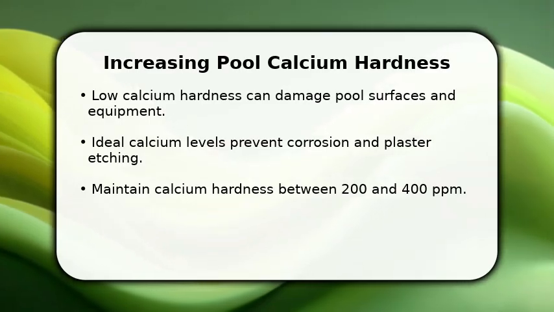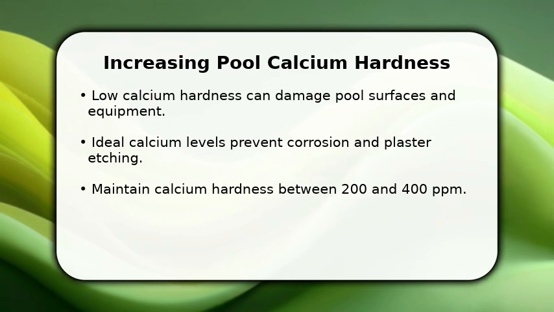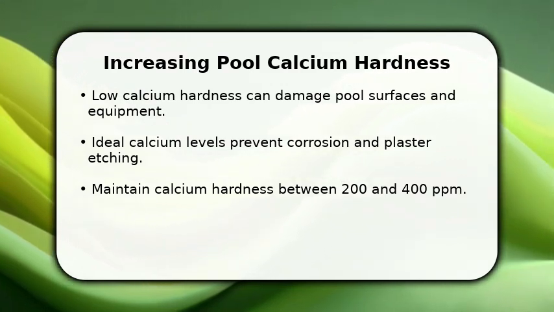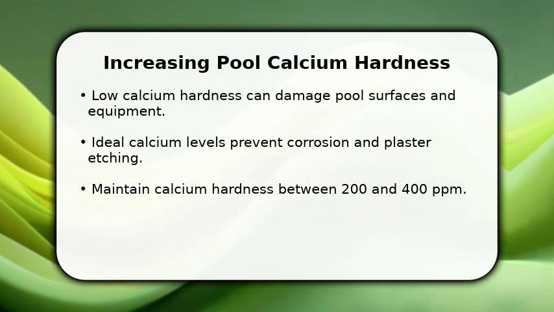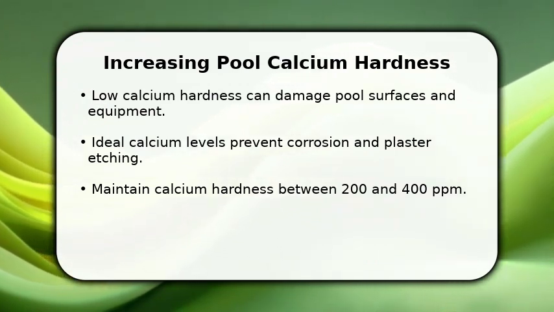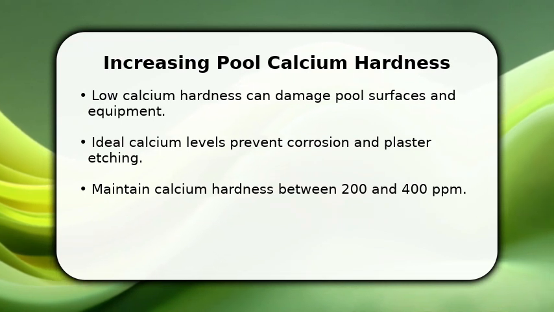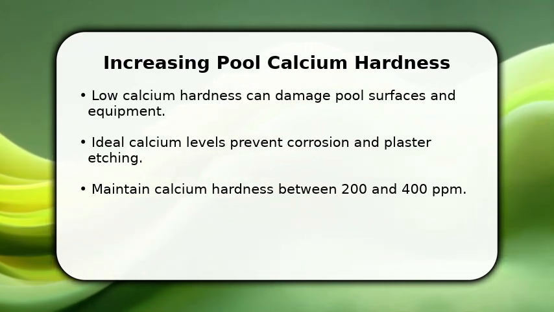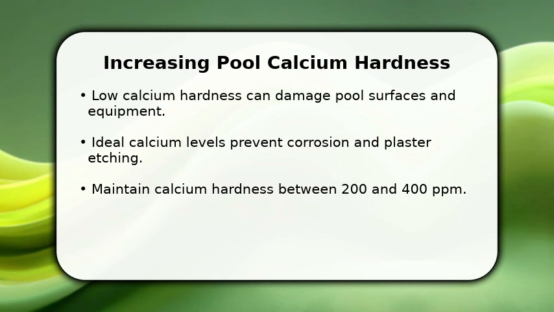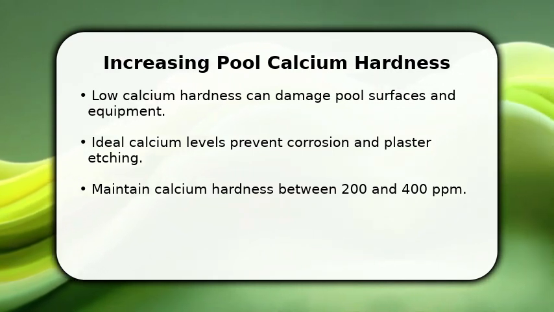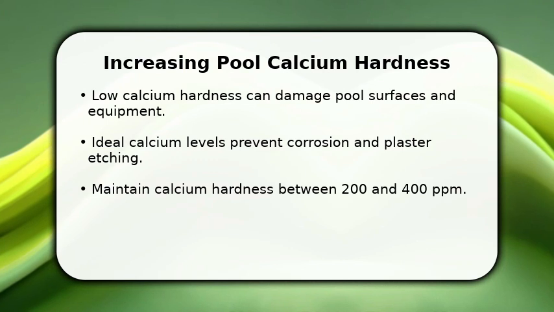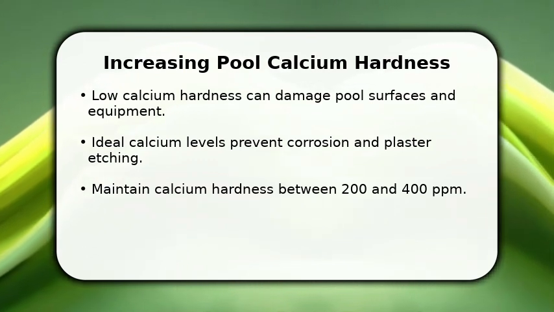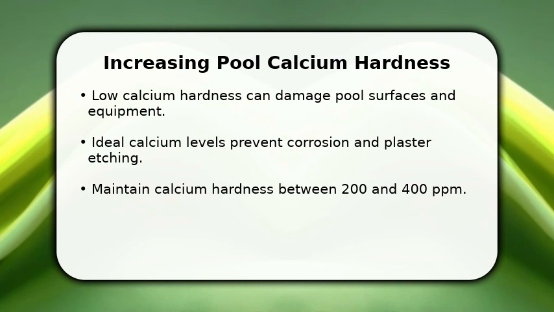In this video, I will explain how to increase calcium hardness in your pool. First, understand why maintaining proper calcium levels is crucial for your pool's longevity. Low calcium can lead to corrosive water, damaging plaster, grout, and metal components. Aim for a calcium hardness range of 200 to 400 parts per million to protect your investment and keep your pool looking great. This simple step prevents costly repairs down the line.